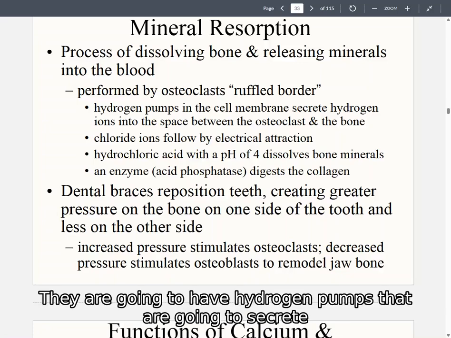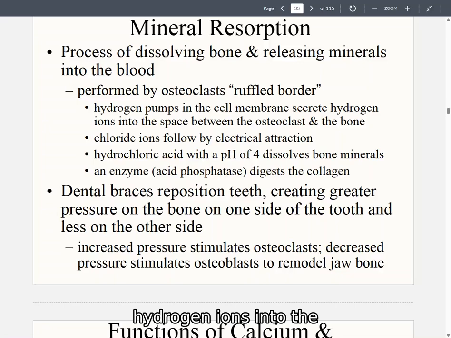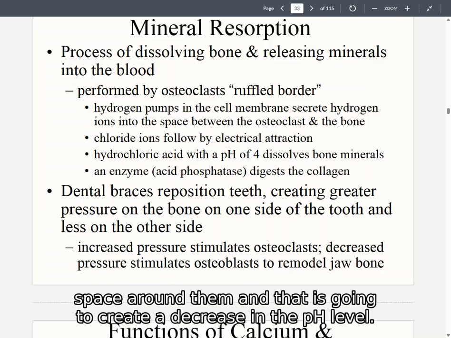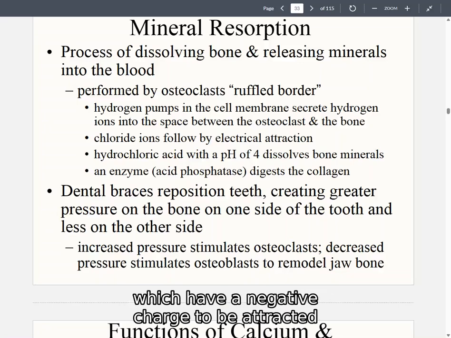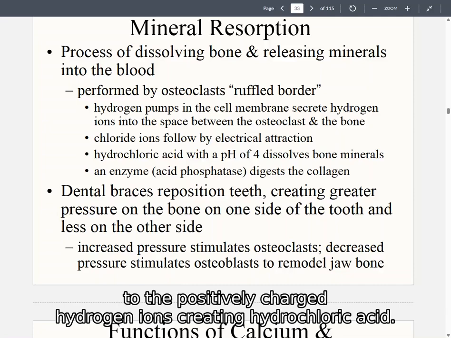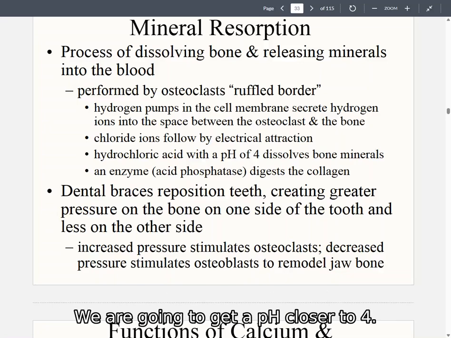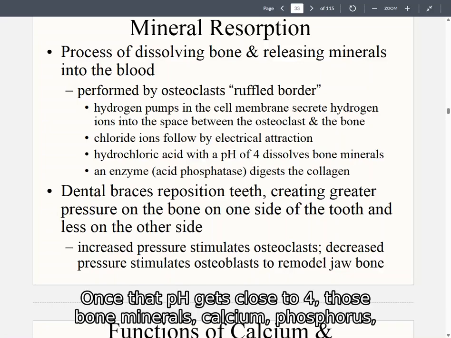They're going to have hydrogen pumps that are going to secrete hydrogen ions into the space around them, and that is going to create a decrease in the pH level. Specifically, this is going to cause chloride ions, which have a negative charge, to be attracted to the positively charged hydrogen ions, creating hydrochloric acid. So we're going to get a pH closer to 4.